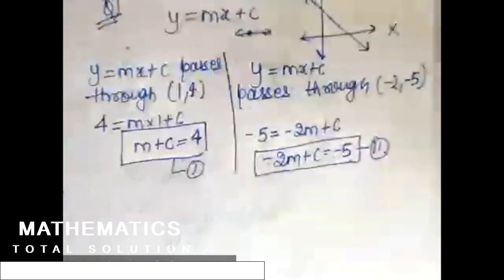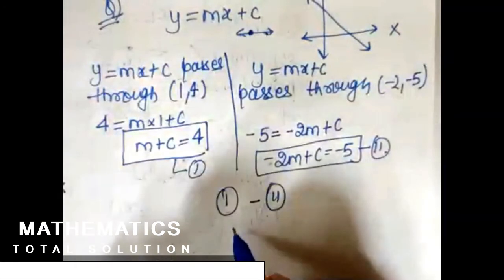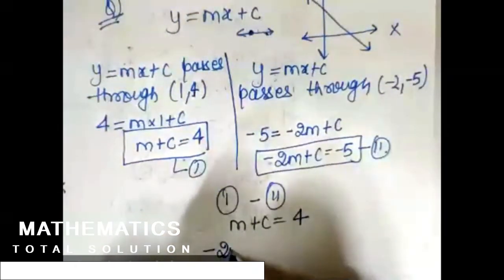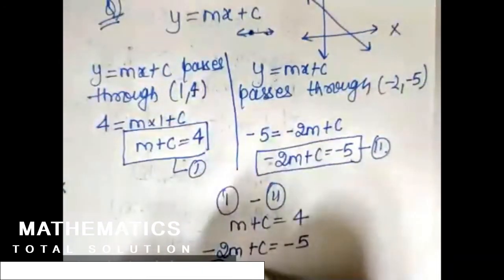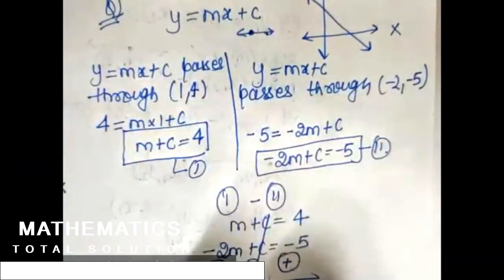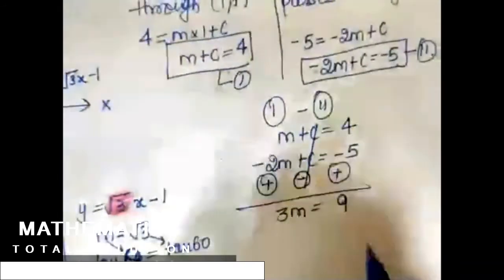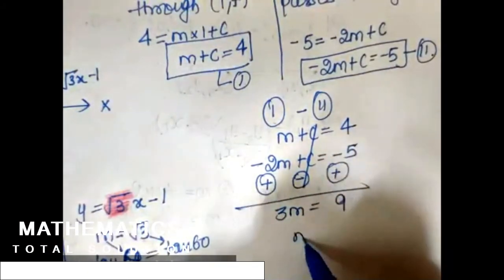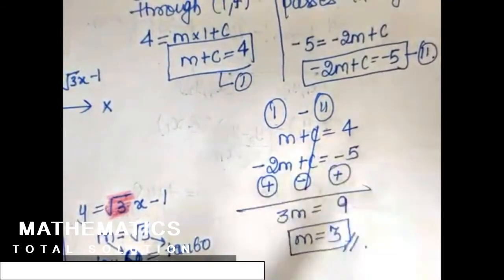Alright, now how will we solve it? We will just subtract first equation minus second. So first equation is m plus c equals to 4. Then minus 2m plus c equals to minus 5. Plus minus plus cancelled. So this is 3m equals to 9. 5 plus 4. Now we will take the sign of 5 as plus. So 5 plus 4, 9. m is equals to 3. Okay. m is equals to 3 beta.